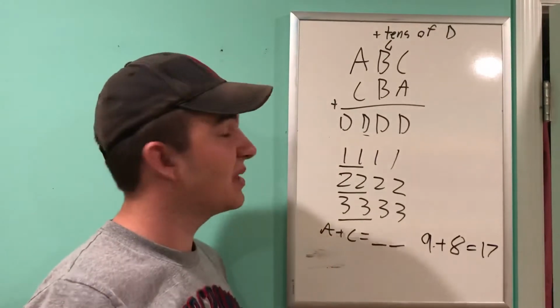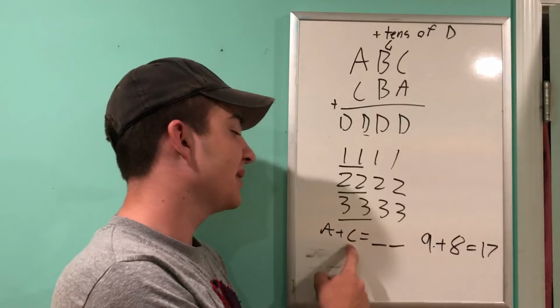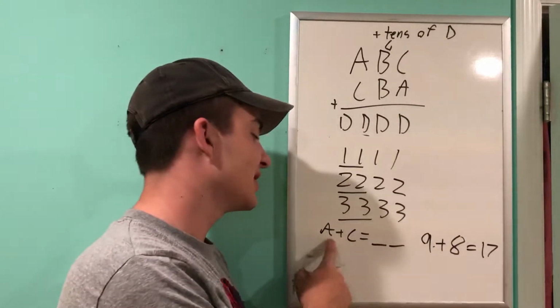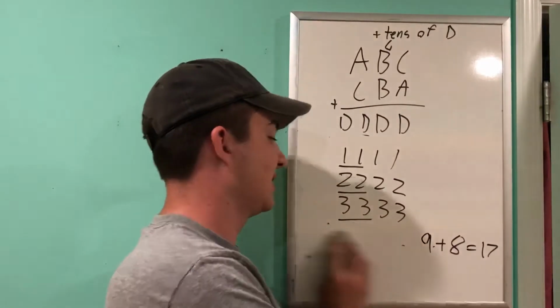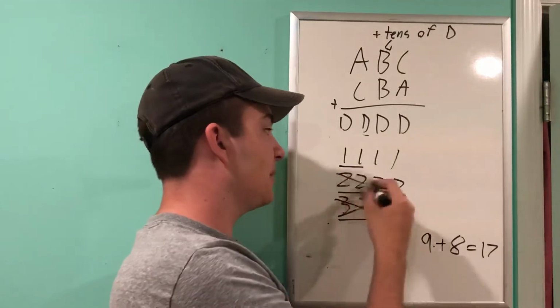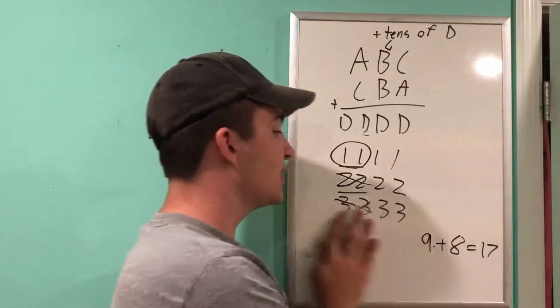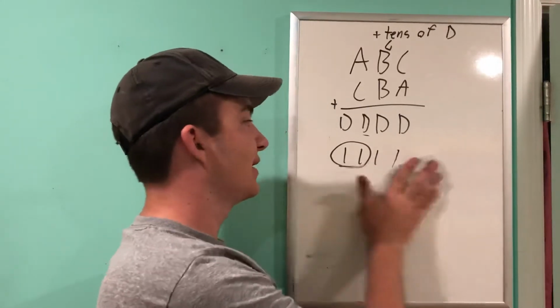That's the biggest number they could be added together. Because the biggest A can be is 9, the biggest C can be 8, and vice versa. But that's the biggest. So what does that mean? Well, it can't be 33. It can't be 22. So the only option is 11. Which means every single letter of D is 1.